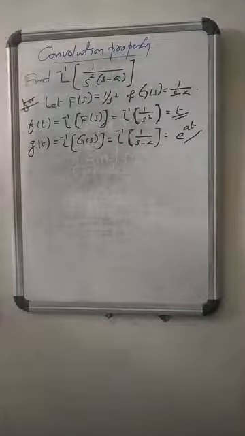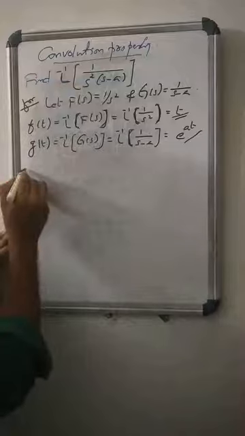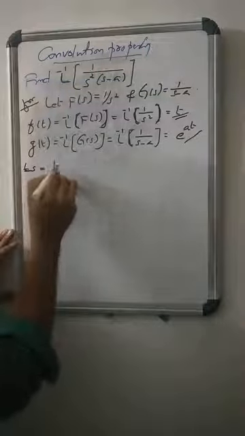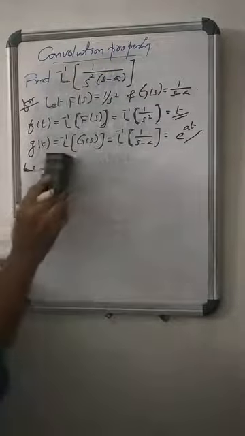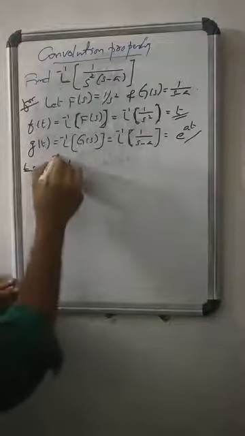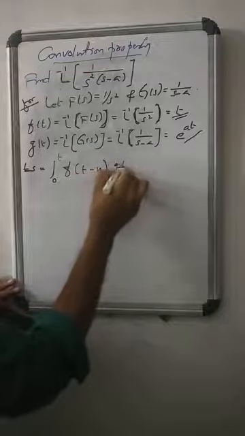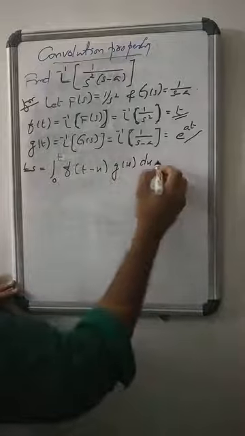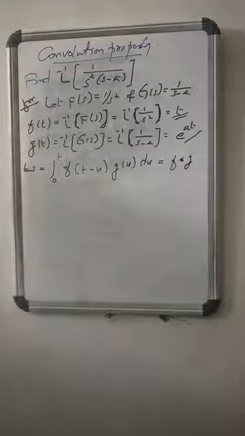But the given is L inverse of 1 by s square into s minus a. It's of the form L inverse of 1 by f of s into g of s. So it is nothing but the convolution. That equals integral 0 to t, f of t minus u into g of u du. Means it is f star g, the convolution of f and g.